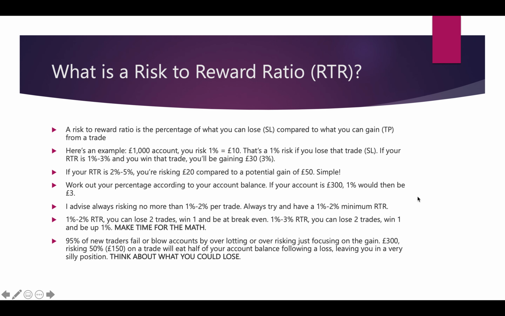If you always risk 1% and go for a minimum of a 2% gain, as you can see at the bottom here, 1 to 2% risk to reward, you can lose 2 trades, win 1, and be at break even. Say you lost 2 trades, and we got a 1% risk. We're down 2%. If we win that trade, we've gained 2%.